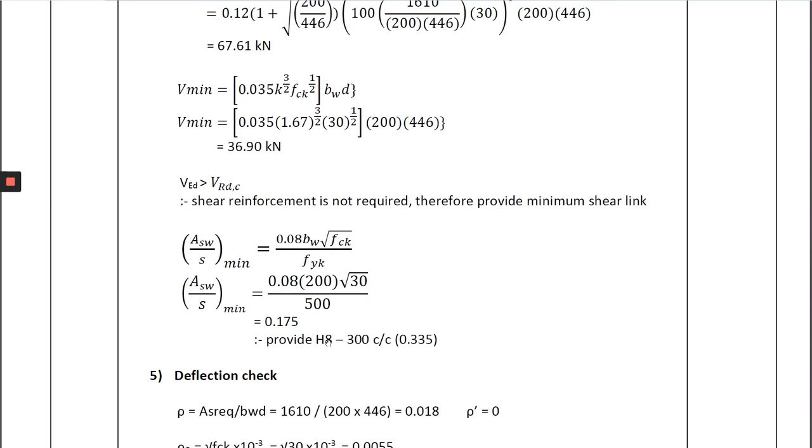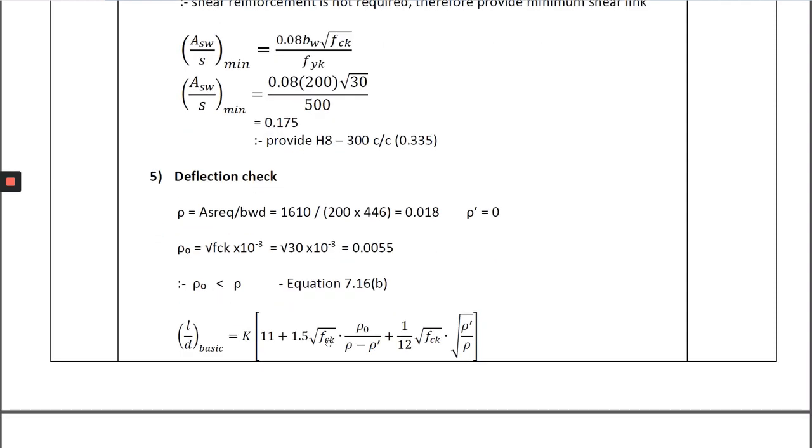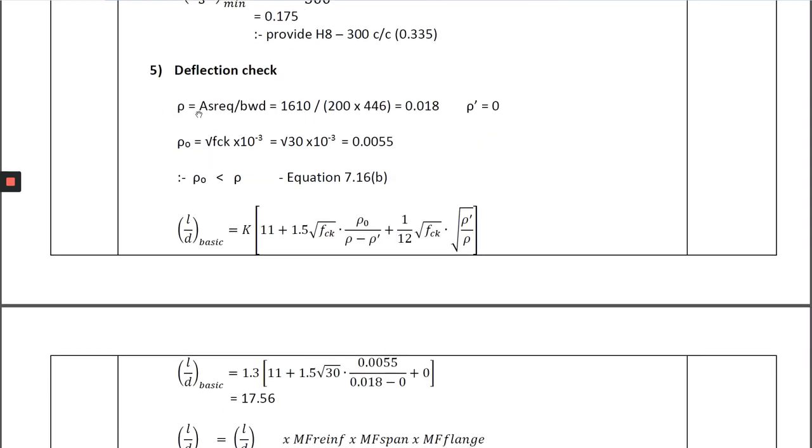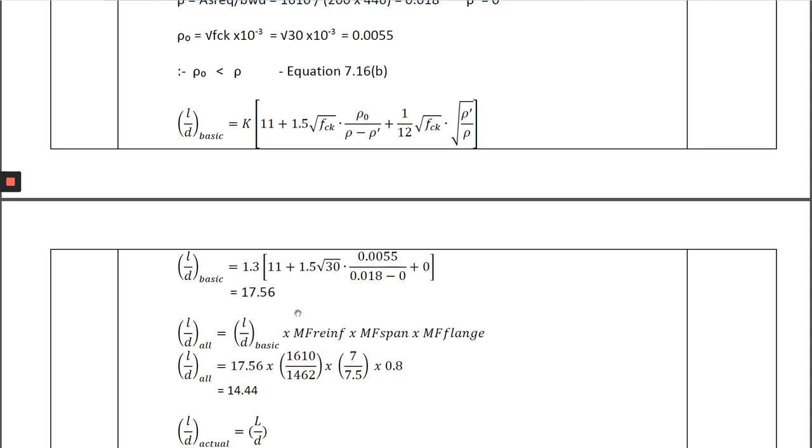Next process is deflection, in order for us to check whether the beam passes due to the deflection, the applied load, under serviceability limit state. So I got, by comparing rho naught and also rho, rho naught is less than rho, therefore using this formula, I'll get L over d basic 17.56.